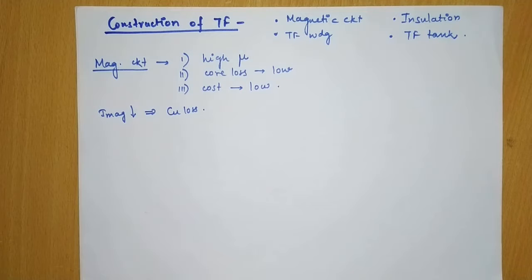Now, to minimize the core loss, always ferromagnetic materials are used because the hysteresis loss is very less. So, transformer is designed using a high permeability ferromagnetic material, for example steel.